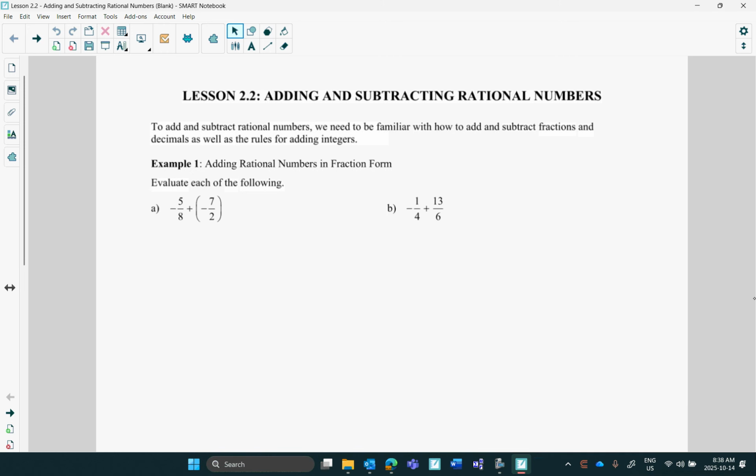What we're really going to be doing in the next 3 lessons is taking our knowledge of how to add and subtract integers, positive and negative whole numbers, as well as how to add, subtract, multiply, and divide positive and negative whole numbers, as well as fractions. So we're going to combine them, like you see here.